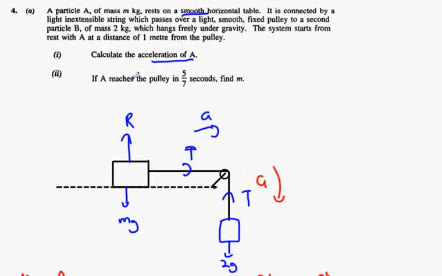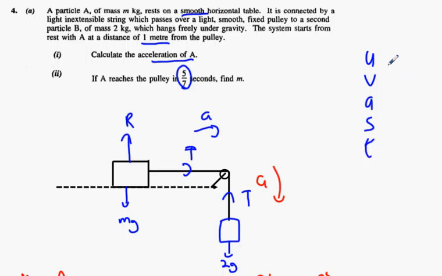Okay, second part of the question. If A reaches the pulley in 5/7 seconds, find m. We have to find the mass. Now, how far away are we from the pulley? We're 1 meter away from the pulley.